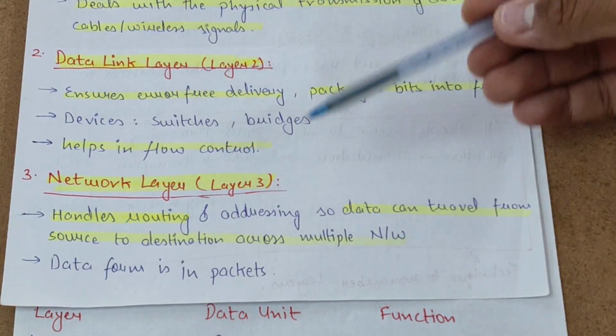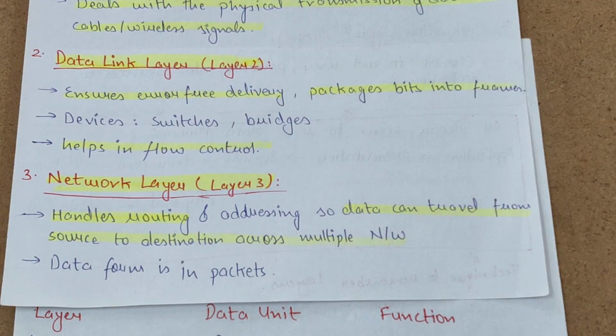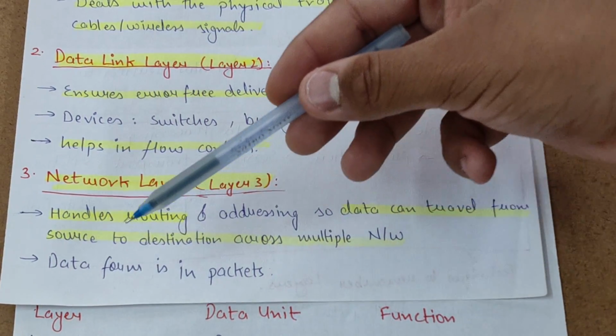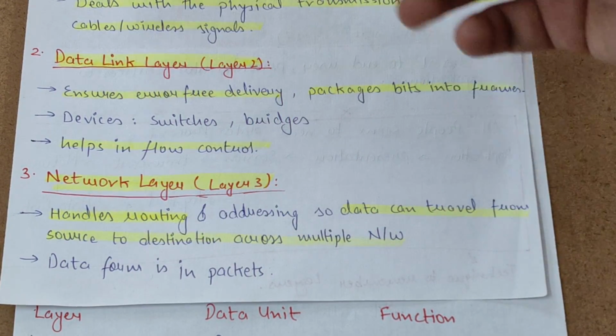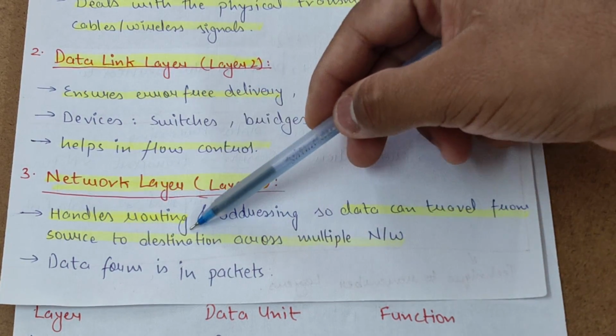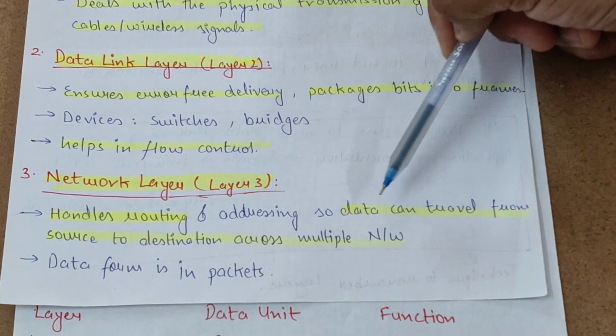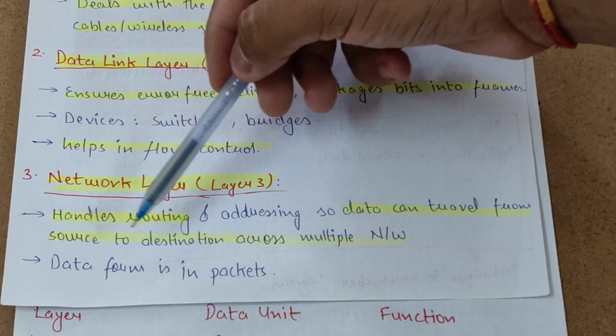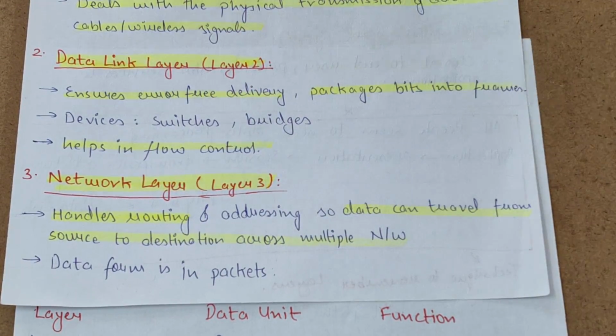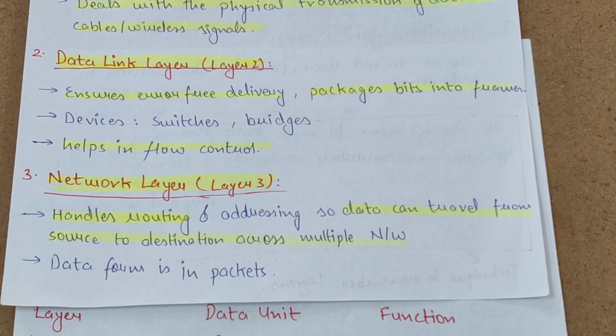The third layer is the network layer. What does the network layer do? Here the data is in the form of packets, and it handles routing and addressing, so data can travel from source to destination across multiple networks. So it handles routing and addressing.